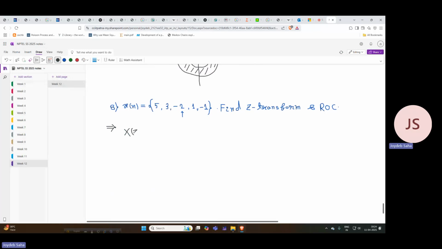So X of z is equal to the sum over n equal to minus infinity to plus infinity of x of n z to the power minus n.